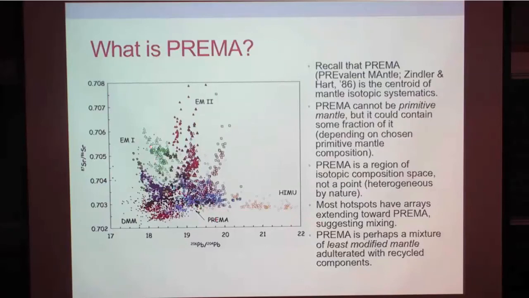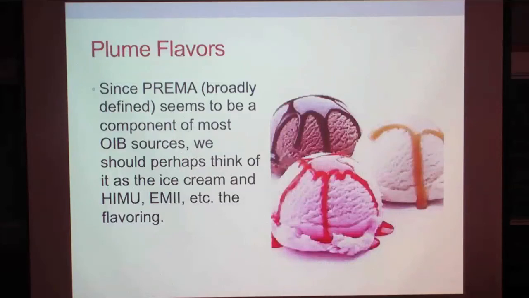Again, most hotspots have arrays pointing towards this PREMA. PREMA may be some sort of mixture of least modified, least degassed mantle, together perhaps with some recycled components. And since PREMA, at least broadly defined as I've done it, seems to be a component of most OIB, maybe that's the ice cream, and high mu, EM2, etc. is just the flavor. Certainly that flavoring is interesting, and it's telling us about crustal recycling, but it doesn't necessarily have to be the bulk of the stuff here.